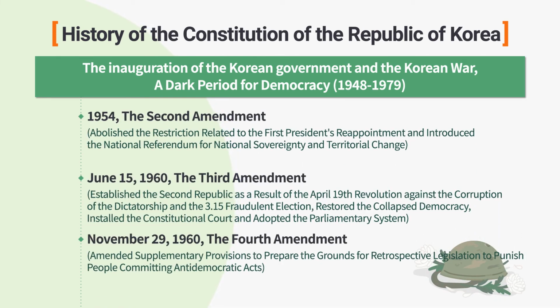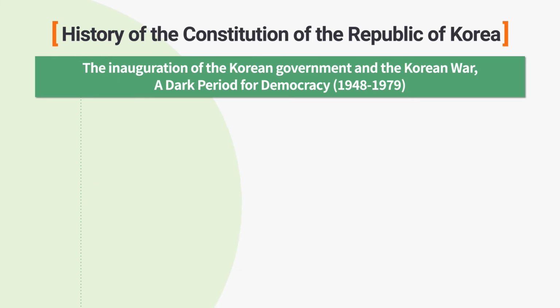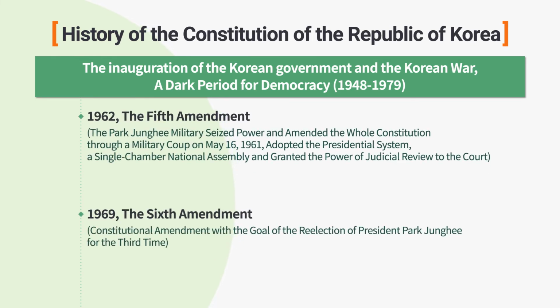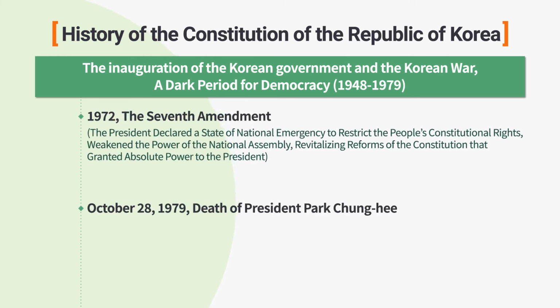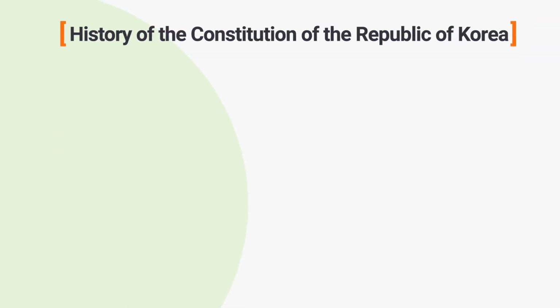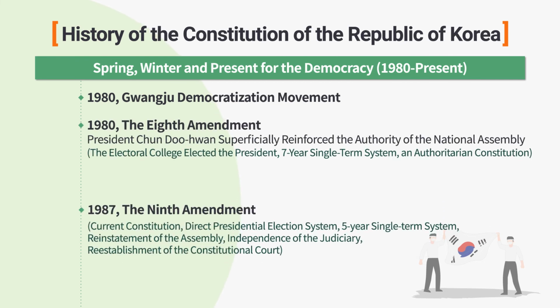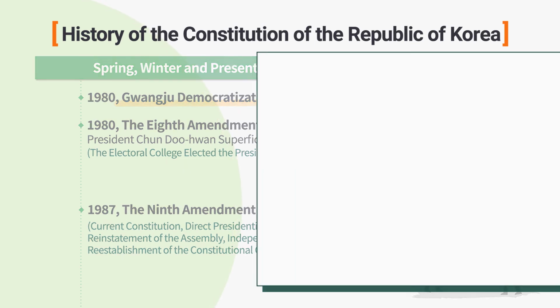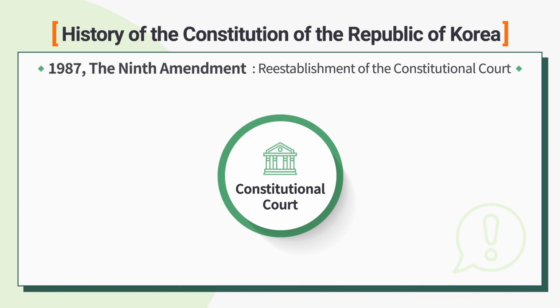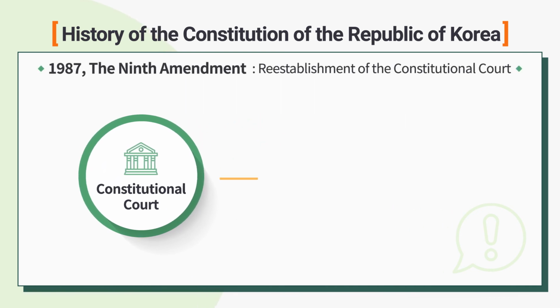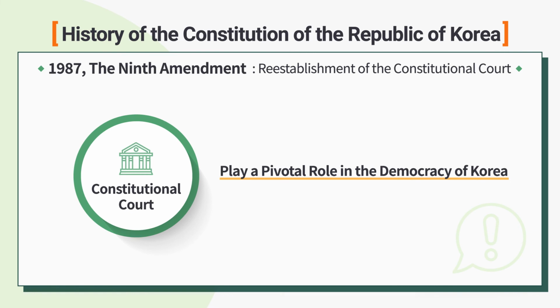Korea began to follow a path toward the development of a democracy. However, the Korean War broke out soon after and a dictatorship came into power. Democracy again entered a long dark period. After the Park Chung-hee regime collapsed, people believed that true democracy would be established in Korea. However, soon another military regime seized power and people fought against that dictatorship. The Constitutional Court that was reinstated at that time has continued to play a pivotal role in the democracy of Korea.